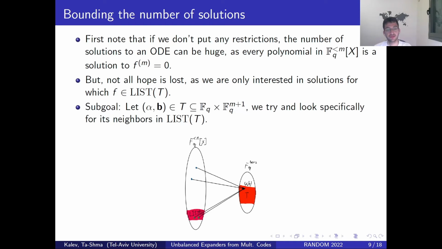To do so, let's consider this subgoal. We let (alpha, beta) be an element of T, and what we are trying to do is to look for all elements, all neighbors of (alpha, beta), which are part of the list of T.